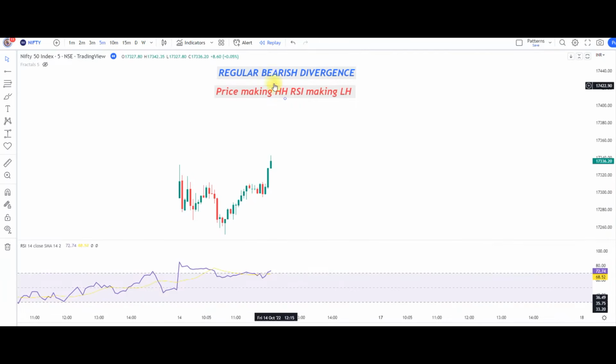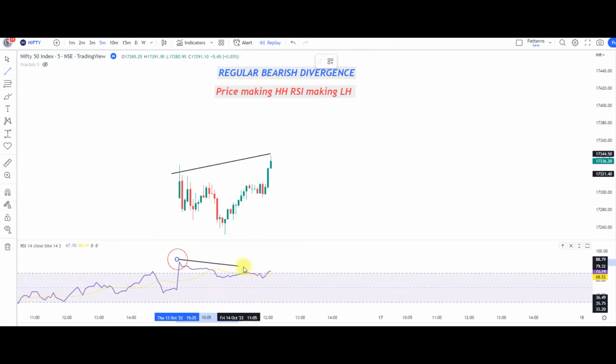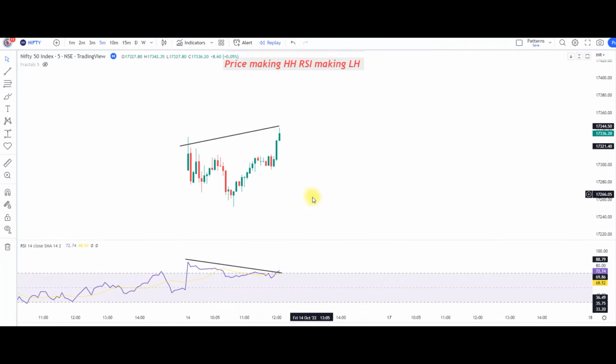So the next is what? Regular bearish divergence. It means price is making a higher high and the RSI is making a lower high. So this is a Nifty 5 minutes time frame. So I am connecting the swing highs now. So these are the swing highs. Price is making a higher high and the RSI is making a lower high. Now we will see how the price is going, whether it is going upwards or coming down.